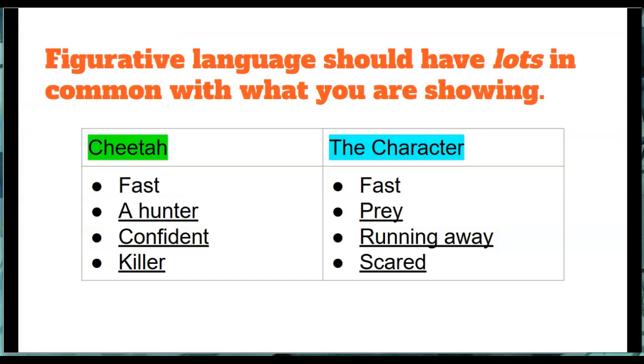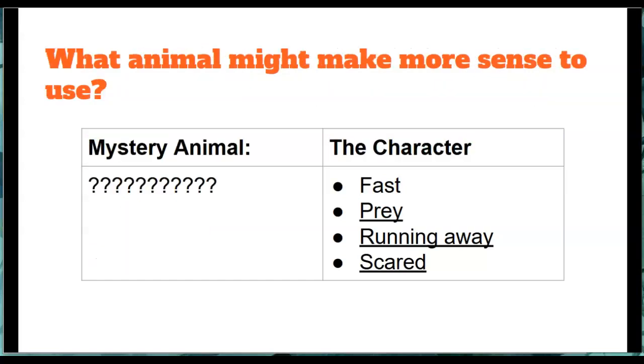Figurative language should have lots in common with what you're showing. So a cheetah and this character who's running, they're both fast, sure. But a cheetah is a hunter. It's confident, it's a killer, it's going after something. This character is prey. They're running away from something, so when you say fast as a cheetah, all you get is this little tiny concept of fast without anything else actually fitting. So consider this. What animal, if you're trying to make a comparison here, might make more sense to use?